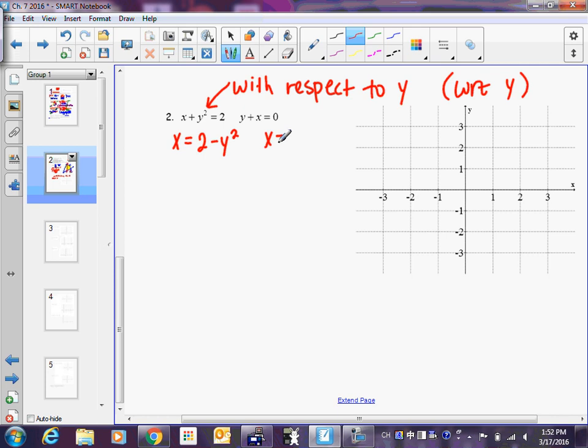And then the other one, what would that be? x equals negative y. Okay. What does x equals 2 minus y squared, what shape does that make? A sideways parabola. A horizontal parabola. Do you know which way it opens? Left. How do you know that? It's a negative. Because of the negative.